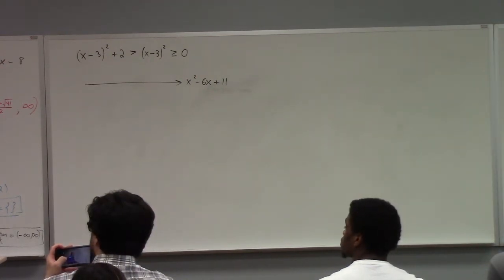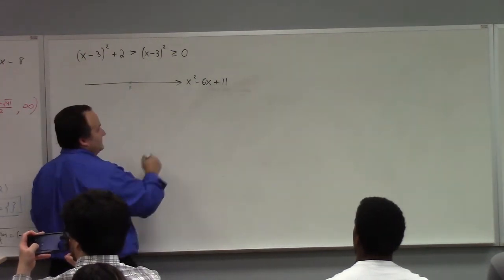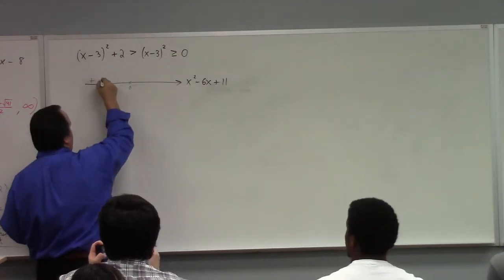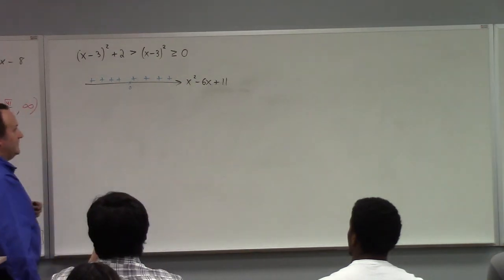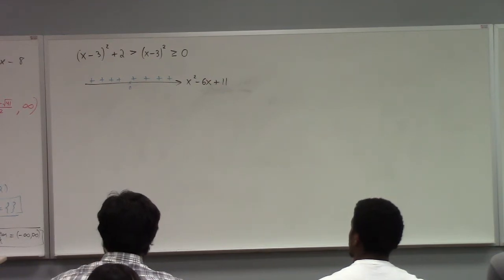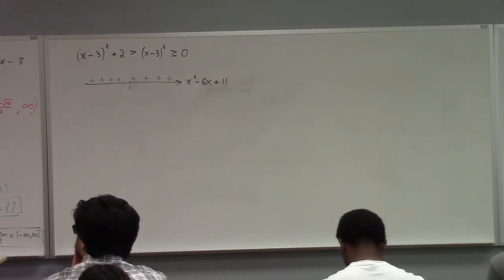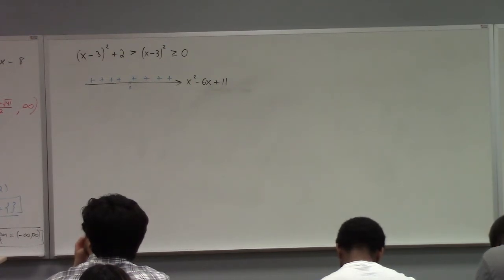So pick any point. Like 0. What happens when you plug in 0 into this? You get 11, right? So it's always positive. So if you want to solve x² − 6x + 11 > 0, the answer is everything. All right. And that same number line would apply to example 2 to show you why the empty set's the solution, because there's never any point which makes this expression negative.